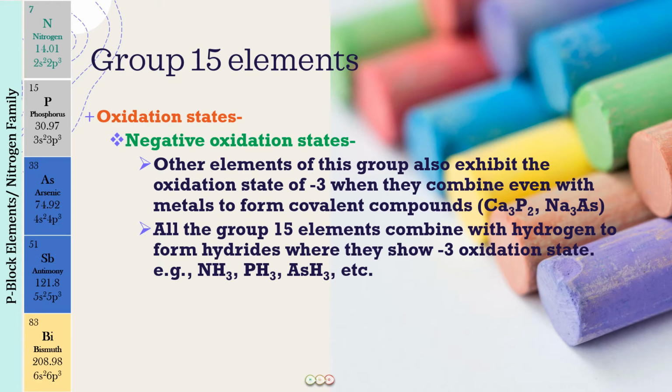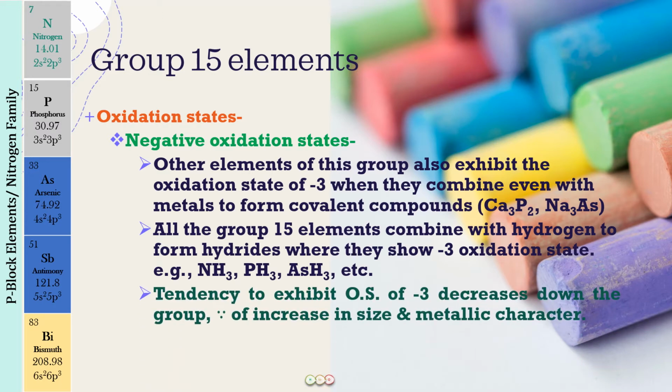So all of these elements can show -3 oxidation state, but the tendency to exhibit the oxidation state of -3 is going to decrease down the group. Why is it going to decrease down the group? Because there is going to be an increase in size, there is going to be an increase in the metallic character, and when the metallic character increases, there is less tendency to gain electrons and more tendency to lose electrons, right? So as the size increases, the ionization enthalpy values decrease.